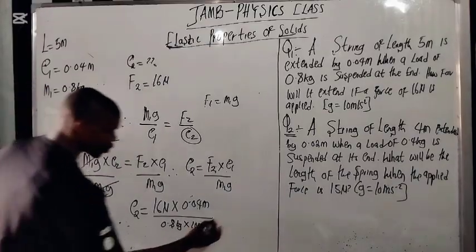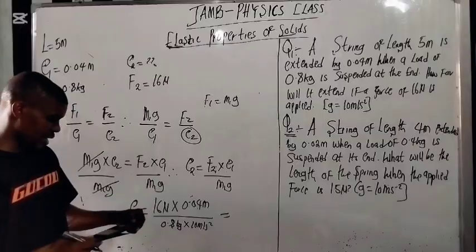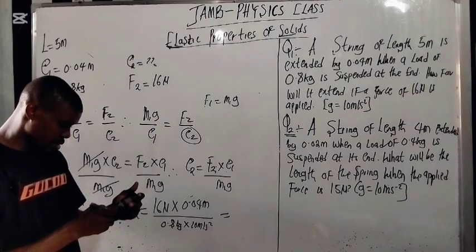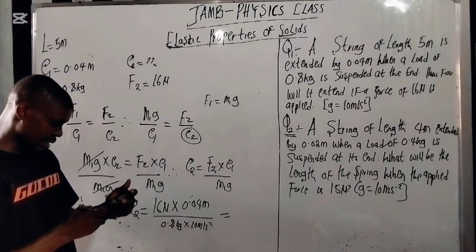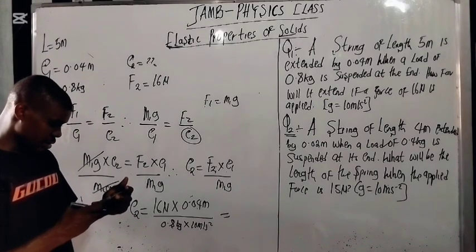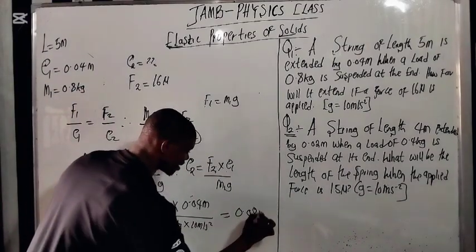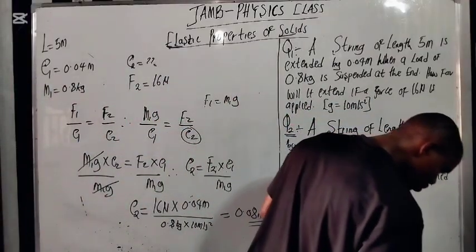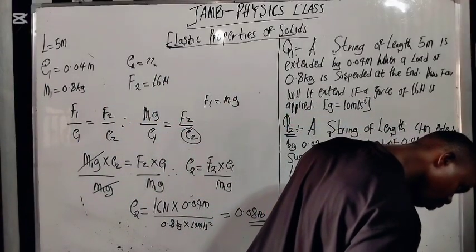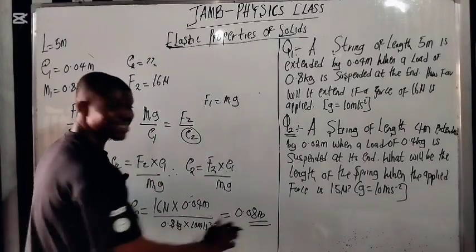Do you see that? So you can ignore the units here. So here we can say 16 times 0.04, divided by 0.8 times 10. Here we have 0.08 meter. The extension is in meters here. Do you understand? 0.08 meter. As easy as that.